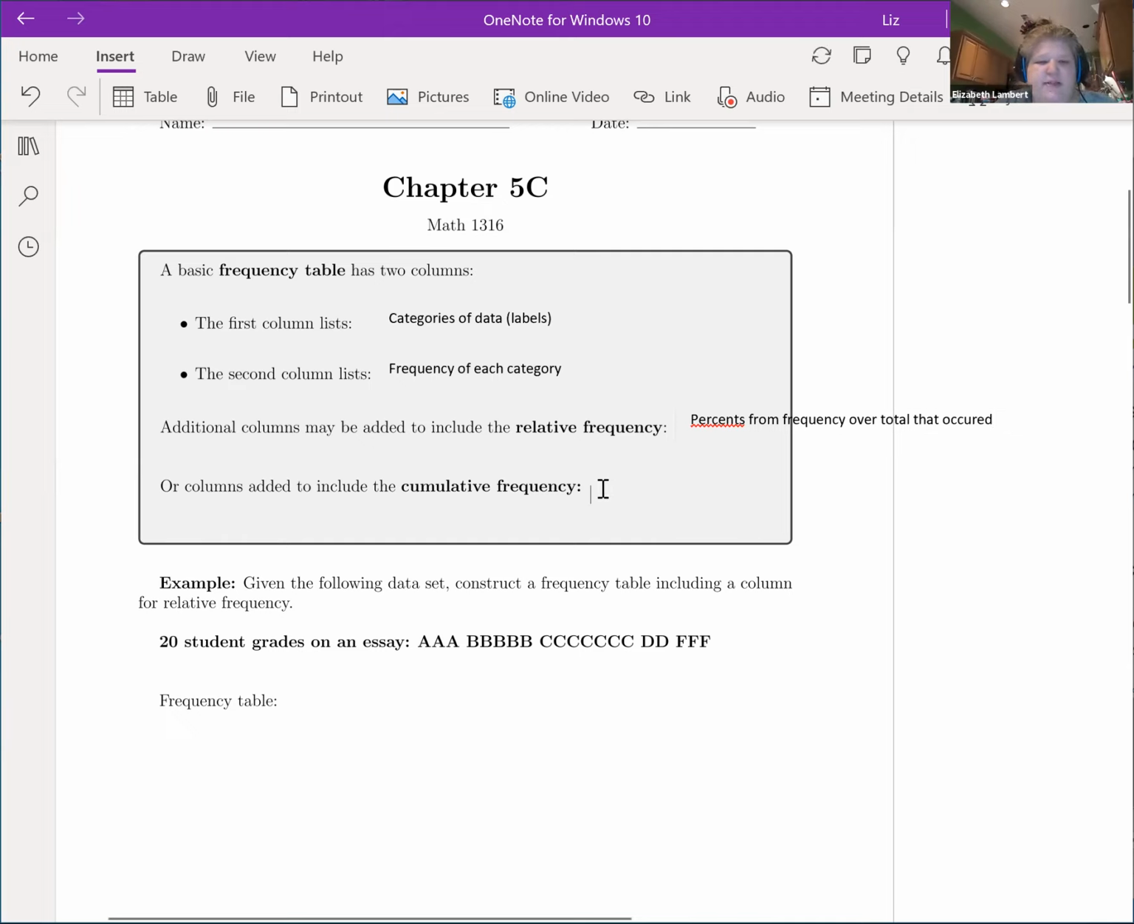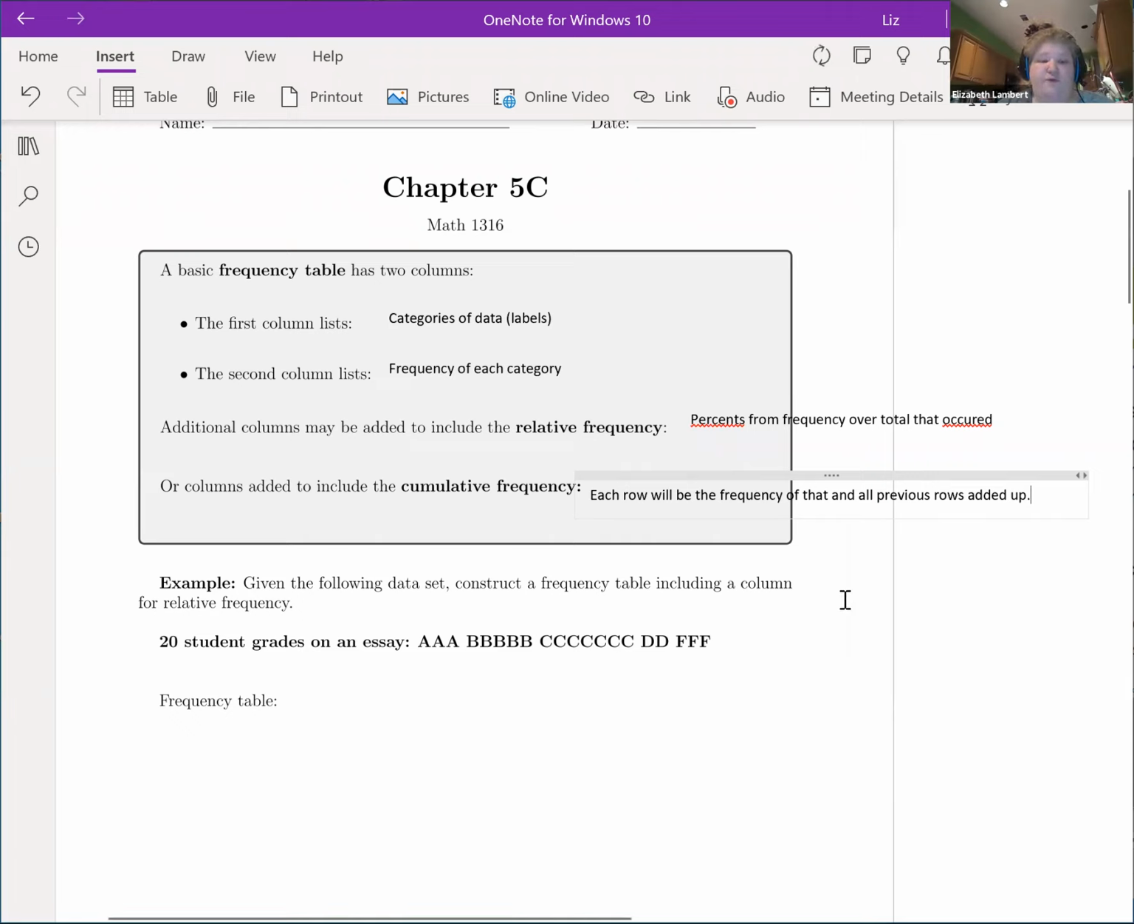And then cumulative frequency, instead of displaying the individual frequency, each row will be the frequency of that and all previous rows added up. So a cumulative is going to get progressively larger and it will eventually add up to the total.